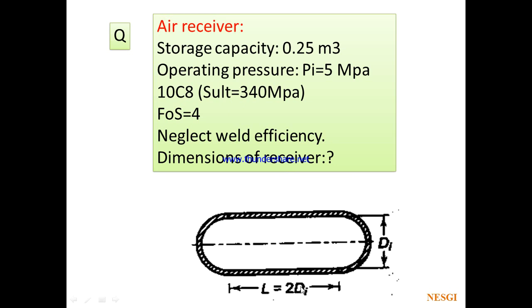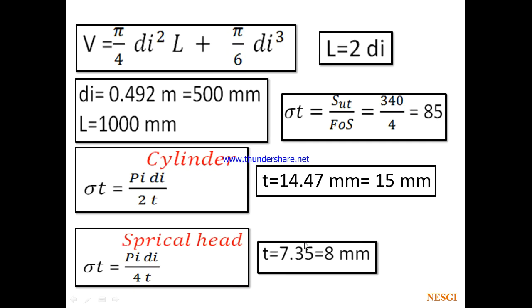Dimensions of receiver. So dimensions of receiver means what we need to find? Its length and its diameter, that is inside diameter, and its thickness. So those three parameters we need to find.